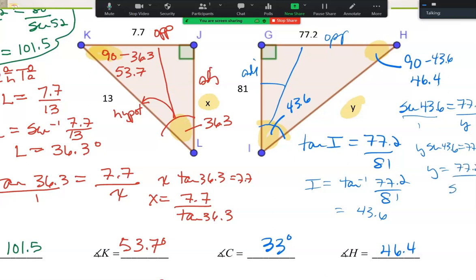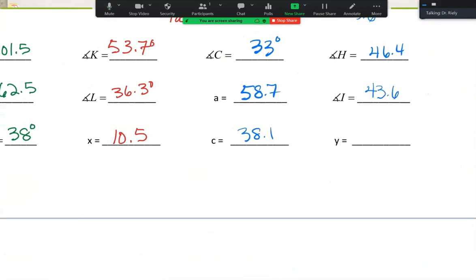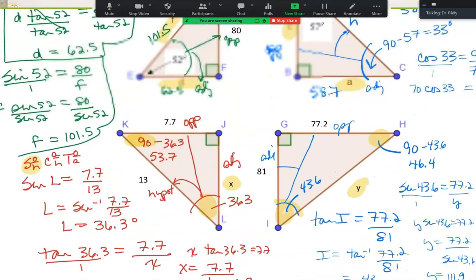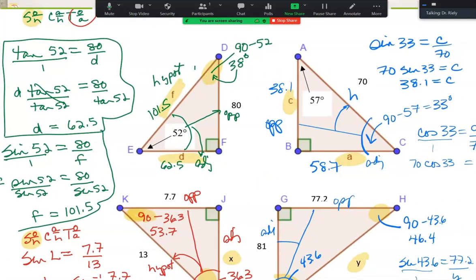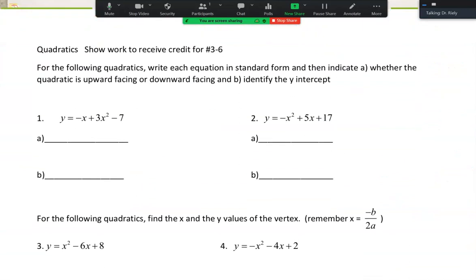77.2 over sine of 43.6. That goes in my calculator, and I'm going to get a y value of 111.9. So that can go right on this line, 111.9, and we have completed this page. Okay, so that was a really good exercise, getting lots of different values. Okay, so let's move on to these problems.